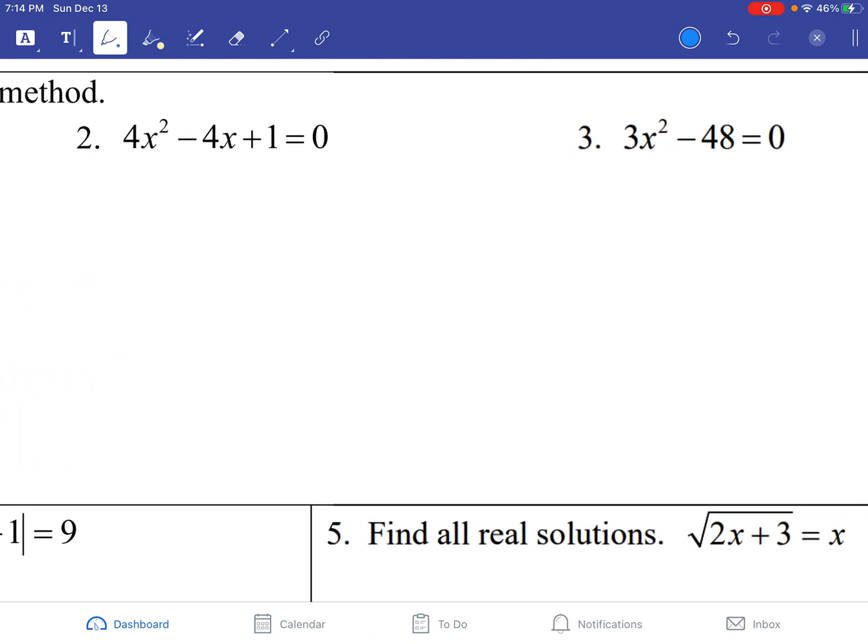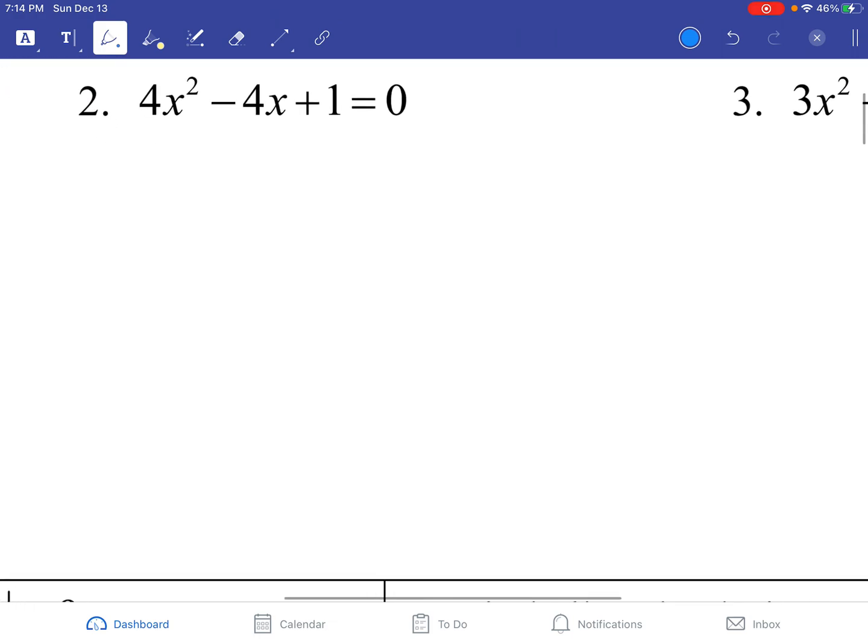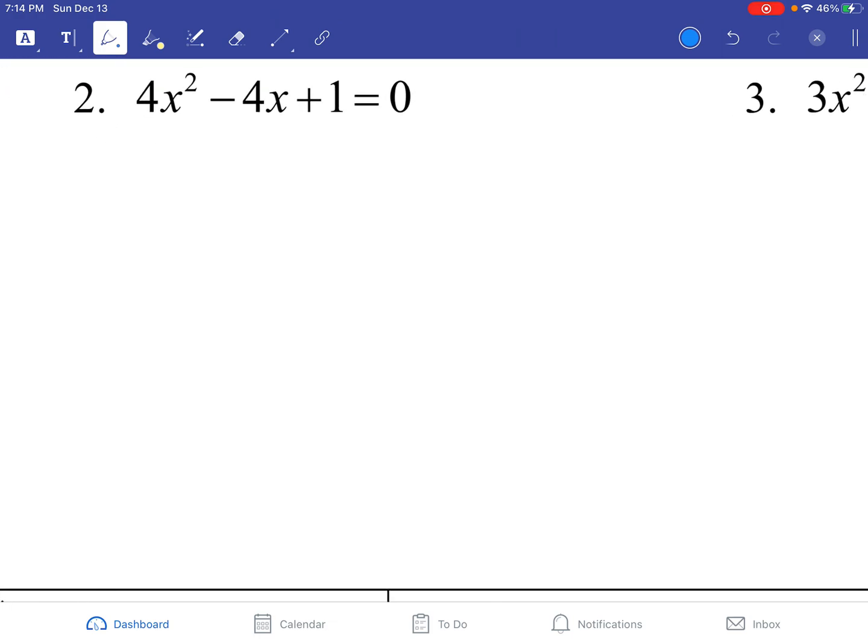All right, next we have a factoring problem. It's going to be like an advanced factoring or a bottoms-up method. So what you do for both is take 4 times 1, which gives you 4. You got to find 2 factors that will multiply to be positive 4 but add up to be negative 4. Those 2 factors are negative 2 and negative 2.